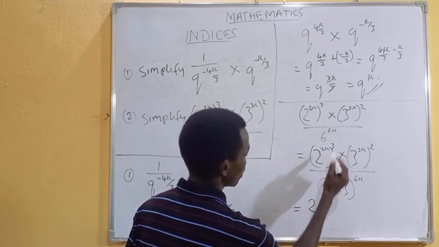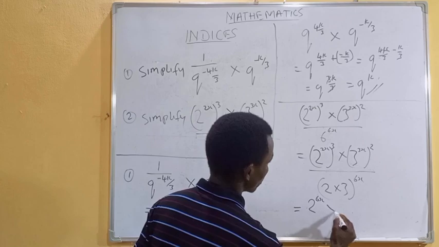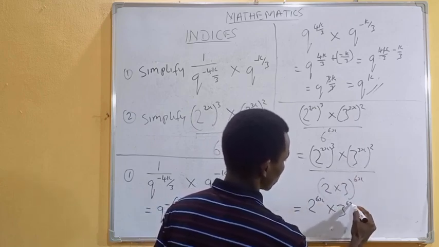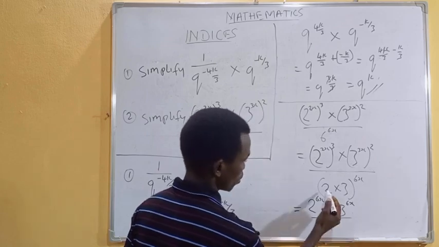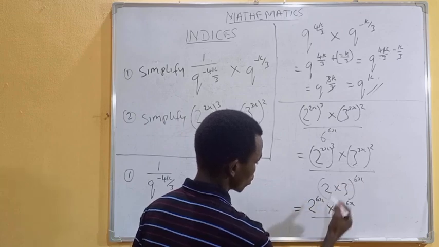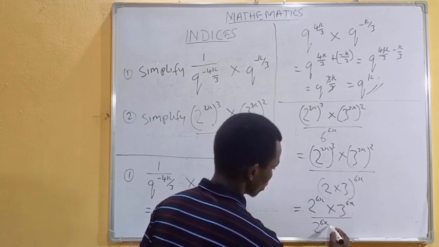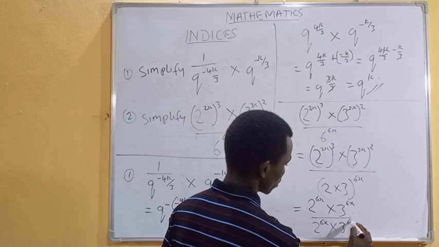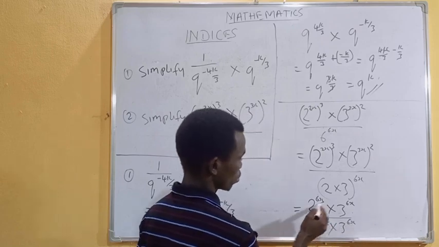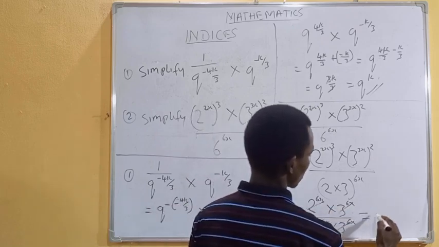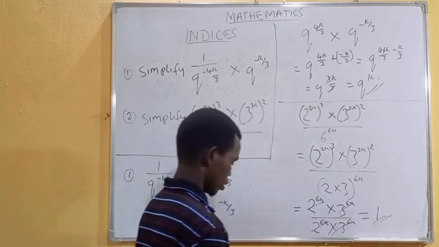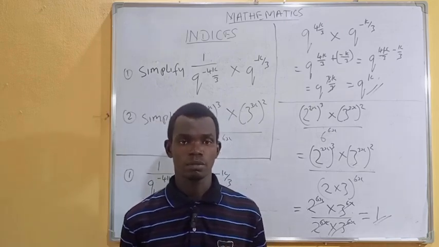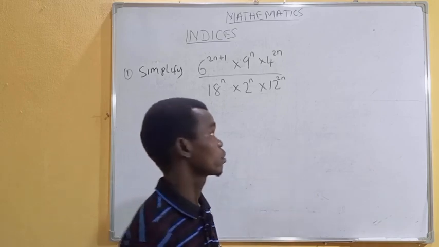2 to the power of this times this, which is 6s, times 3 to the power of 3 times 2, which is 6s, over distributing this 6 to this 2 will now be 2 to the power 6s, times to this base will now be 3 to the power 6s. Therefore, this cancels this, this cancels this, our answer now is 1. This is for question 2. Let's look at the last question.